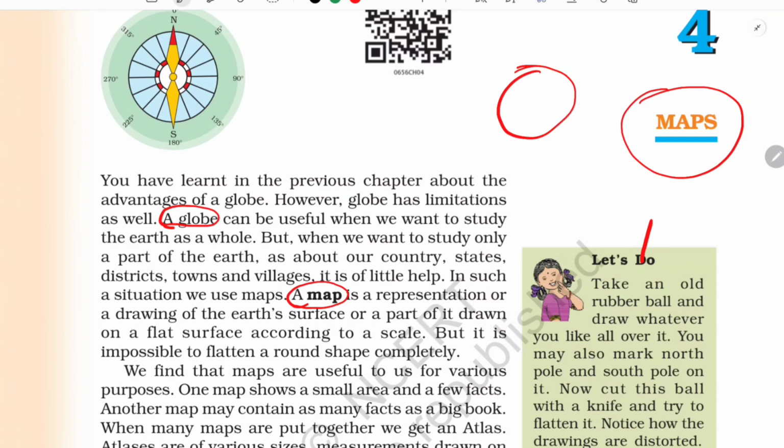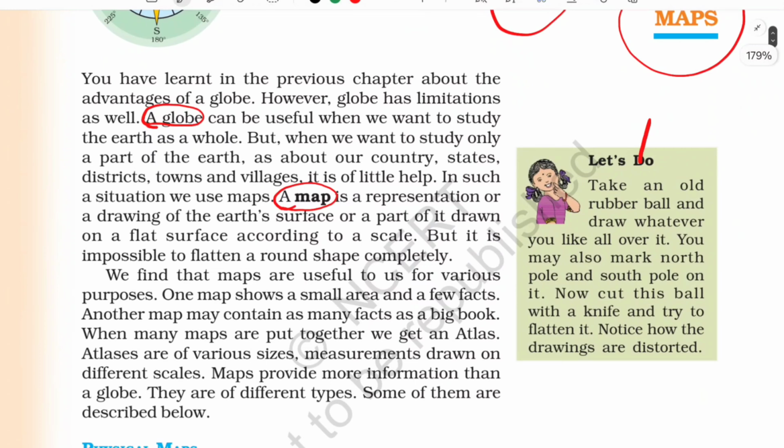Say for a globe, if you want to know about the world as a whole, yes, in that case it is useful. But in a map, if you want to know details about any country or any continent or any state or district, you will get proper detail, unlike a globe, where the countries are represented as a whole but it is difficult to go into details. So in this chapter you will see the importance of maps, the different types of map, and how we scale a map as well.